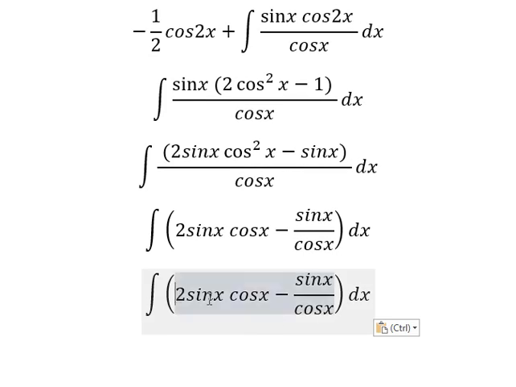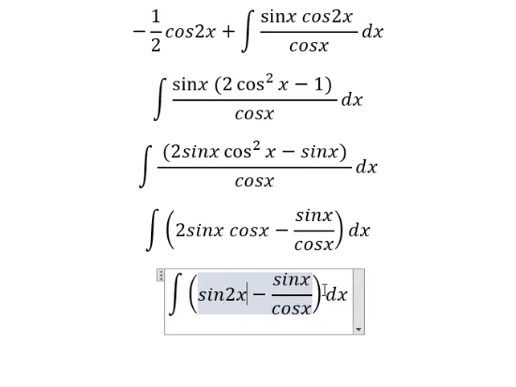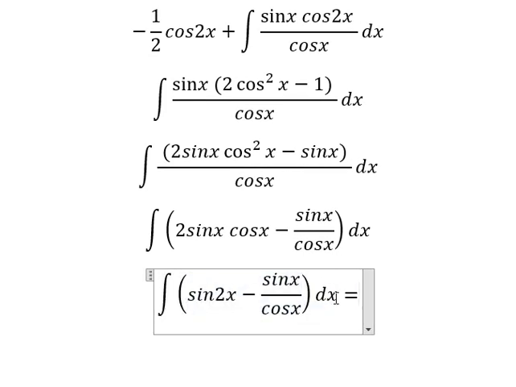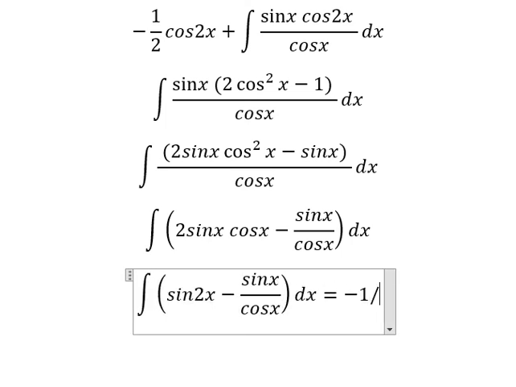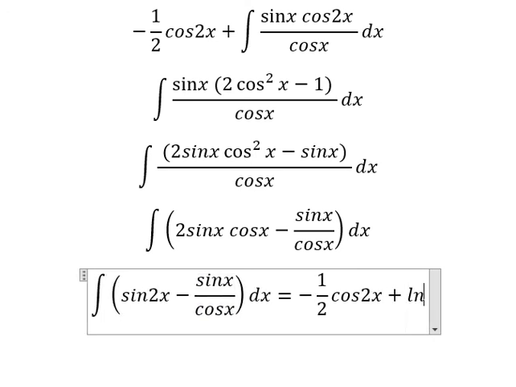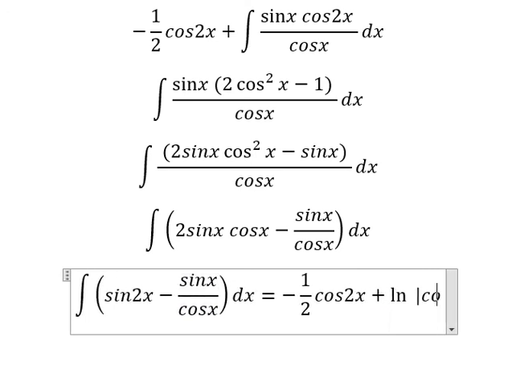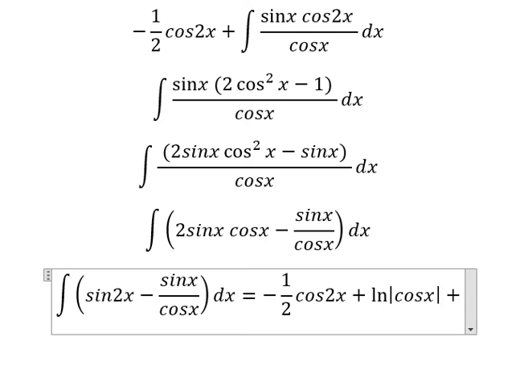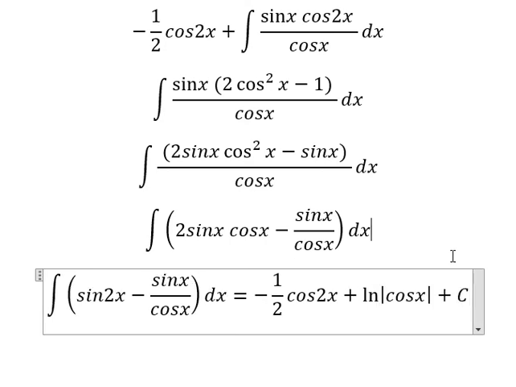We know that 2 sine x cosine x is sine 2x. The integration of this one, we have negative 1 over 2 cosine 2x. And the next one with the negative in here, we have positive ln of the absolute value of cosine x, and I will put plus C.